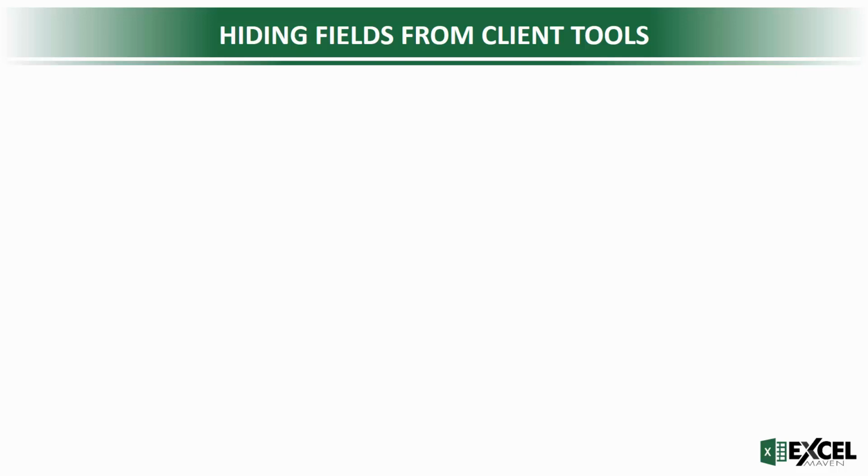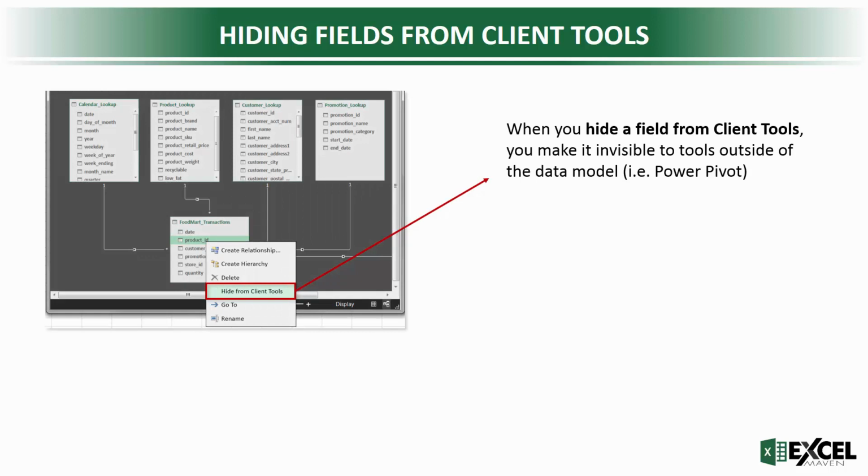So in the last lecture, when we talked about filter direction, we talked about how important that concept was and how easy it could be to make mistakes by accidentally pulling in the wrong filter fields into a pivot. So luckily, Power Pivot has controls for that. And in fact, we can make some adjustments right in our data model that will help prevent these errors from taking place. So it's called hiding fields from client tools.